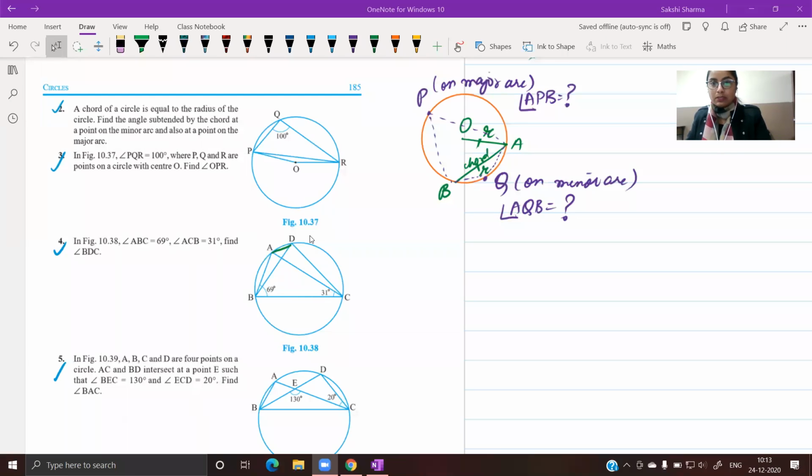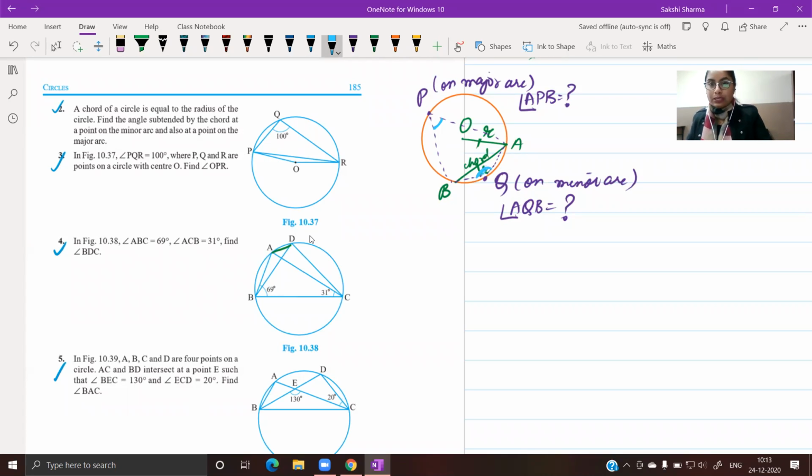So I have just drawn a circle here with center O. AB is the chord which is equal to the radius of the circle. If we say that the radius is R, then the length of chord AB will also be equal to R. I have taken a point P on the major arc and a point Q on the minor arc. The angle subtended by chord AB at P will be APB, so I need to find out this angle. The angle subtended by chord AB on the minor arc will be the angle AQB. That means I need to find out this angle.